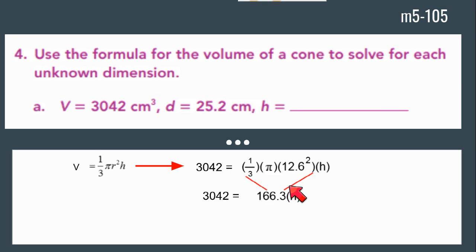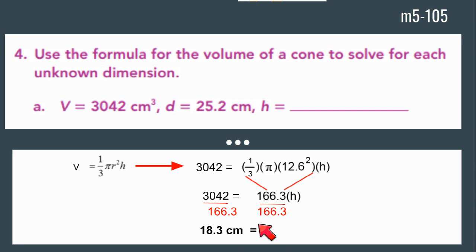Now we know from what we talked about up here, this is multiplication. So everybody help me out. What is the inverse of multiplying? One more time, what's the inverse of multiplying? So our last step would be to divide both sides by our coefficient over here on the right side, which is 166 3/10, which leaves us with 18 3/10 centimeters for h.